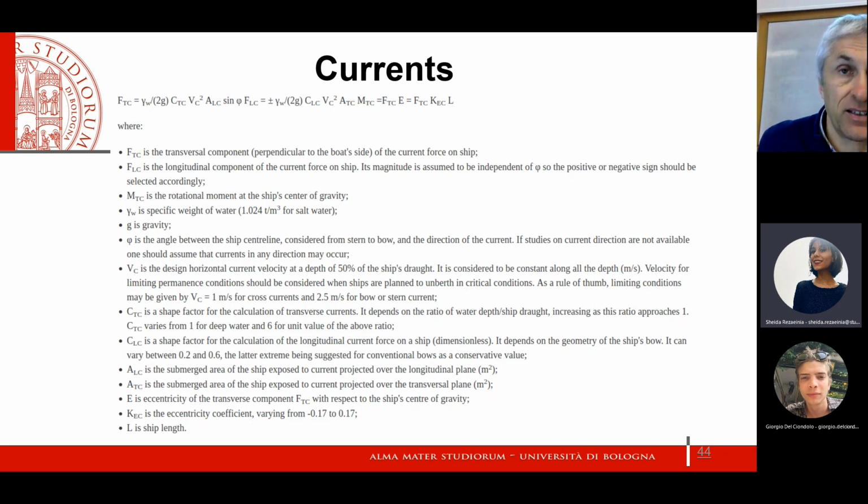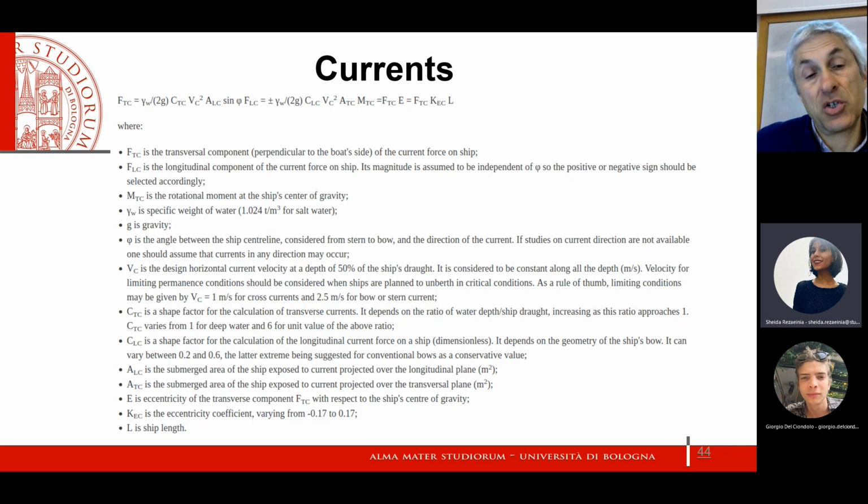Keep in mind that current is a movement of mass. Current is not like the waves. The waves are a movement of energy. Current is a movement of mass. And therefore here, the forcing must be proportional to the velocity of the mass. And in fact, you see the velocity squared here. Vc is the current velocity.